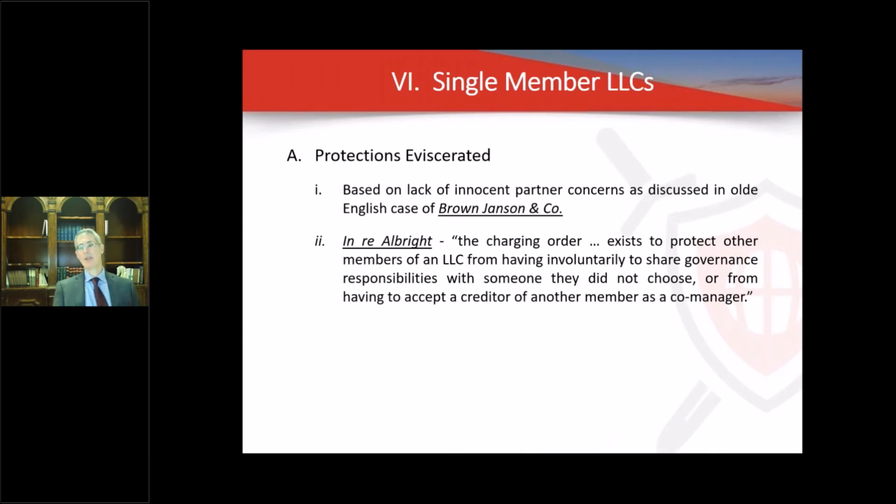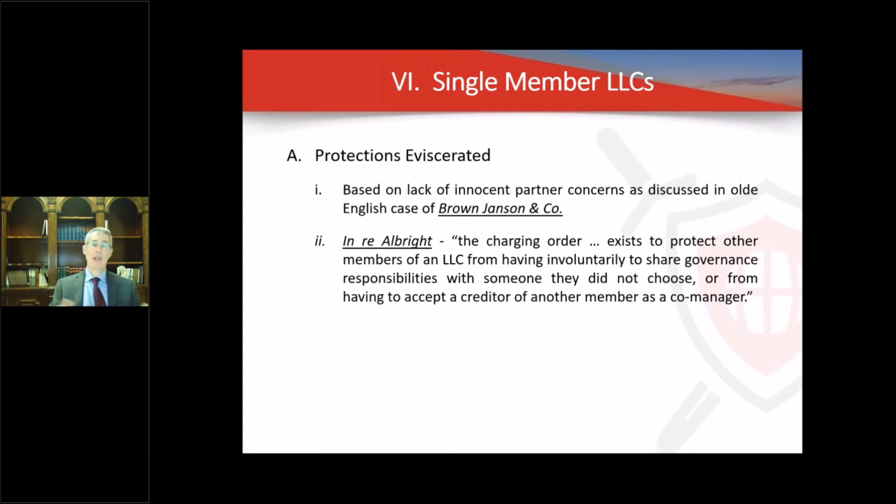So now we get into the single member LLC. I want to make sure I'm keeping time here. We've got about 20 minutes. The single member LLC issue came about in the same exact way. We moved from corporate to this triple LP to the LLC.